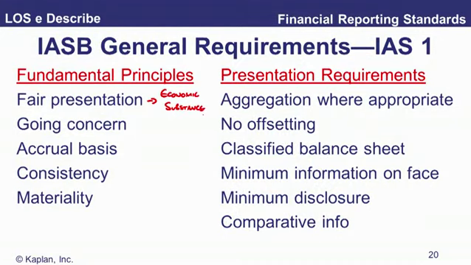Next one, going concern. The accounts are produced assuming the company will continue for the foreseeable future, at least to the next balance sheet date. If we set aside going concern, then the accounts would look very different. There would be no long-term assets or long-term liabilities. Everything would be current, because we would be looking at the company on a liquidation basis. So we do assume going concern.